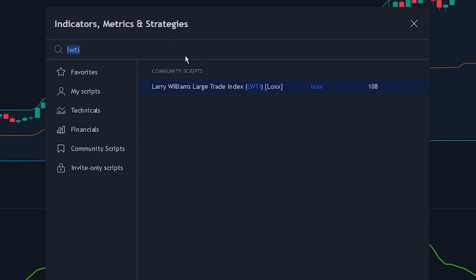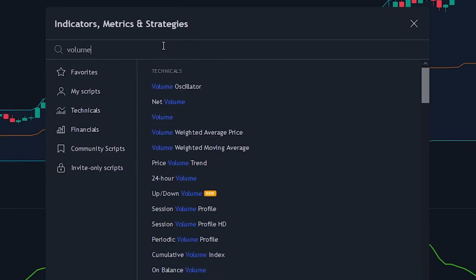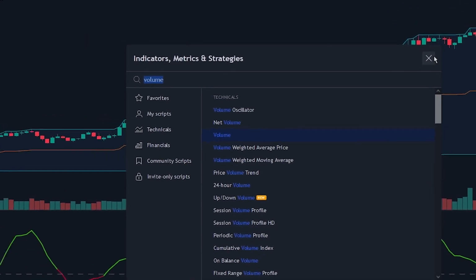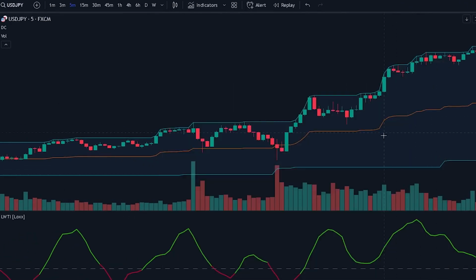The next indicator we will be adding to the chart is the volume indicator. Search for the volume indicator. Select the indicator made by TradingView and add it to the chart. Now let's change the settings of the indicator.